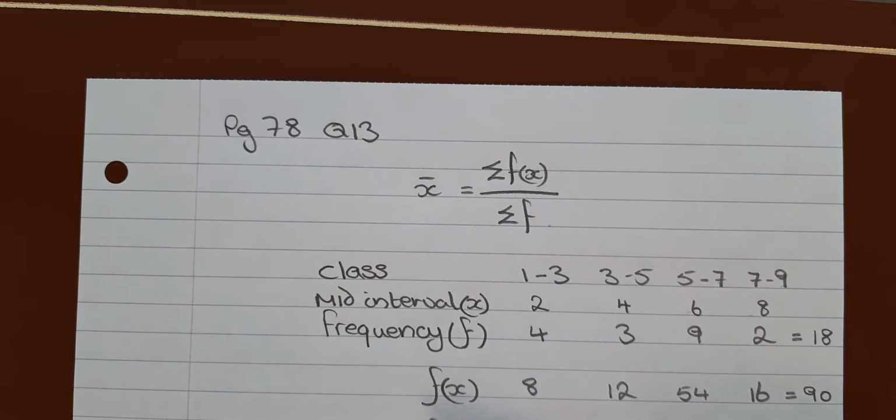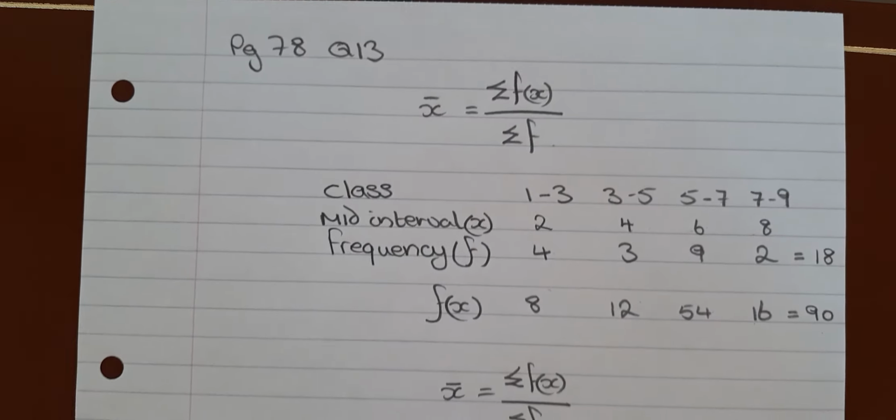So we need to find the frequency multiplied by the variable. So 2 by 4 is 8. 4 by 3 is 12. 6 by 9 is 54. 8 by 2 is 16. Next, we find the sum of the frequencies. So 4 plus 3 plus 9 plus 2 is equal to 18. And then we need to find the sum of the frequencies multiplied by the variables. So that's 8 plus 12 plus 54 plus 16 gives us 90.